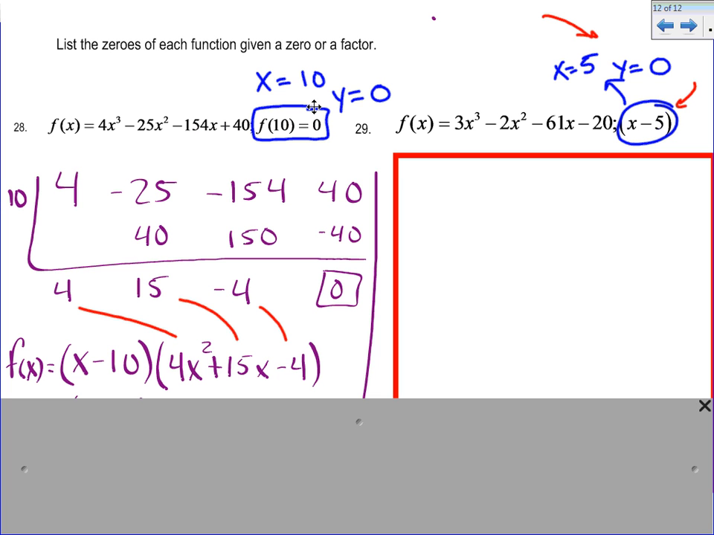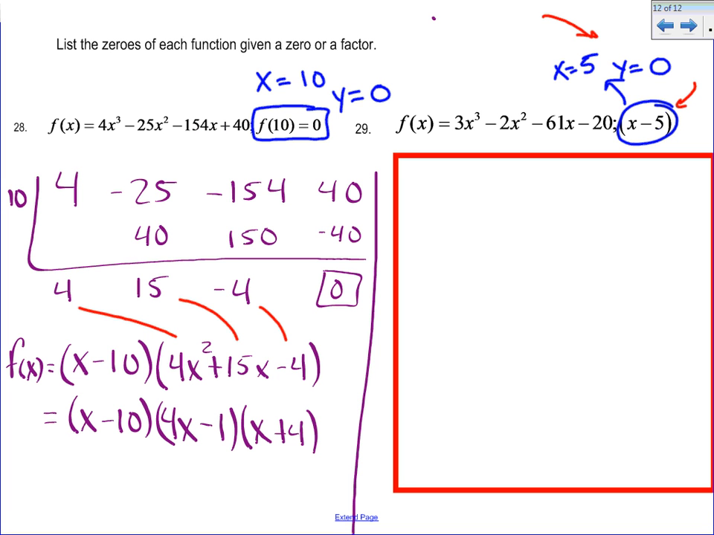And then I went through, and you can pause now if you need to, and I factored that even further to 4x minus 1 times x plus 4. If you want to check my work, you can FOIL the 4x minus 1 and the x plus 4 to make sure you get that quadratic I started with.